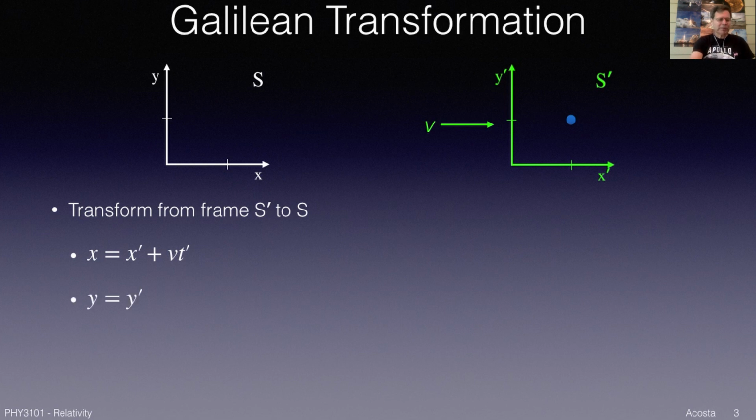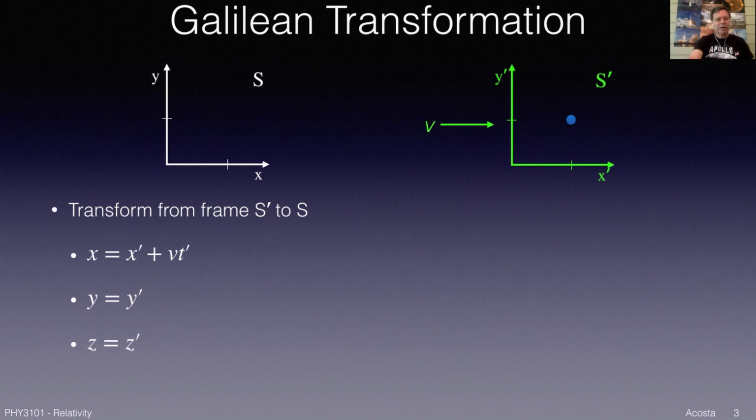What about the perpendicular coordinates, y and y prime? Well, the reference frame S prime was moving parallel to the x-axis. It didn't really change anything about the perpendicular direction y or y prime, right? So we will say those are the same. Likewise, if we could see the third dimension, which would be coming out of the screen, z and z prime are the same.